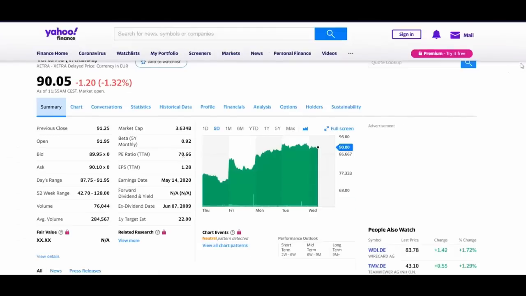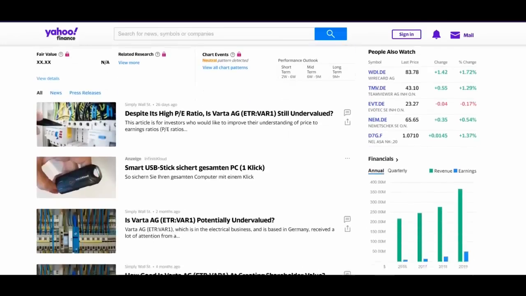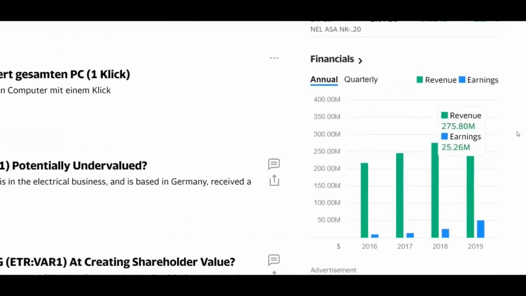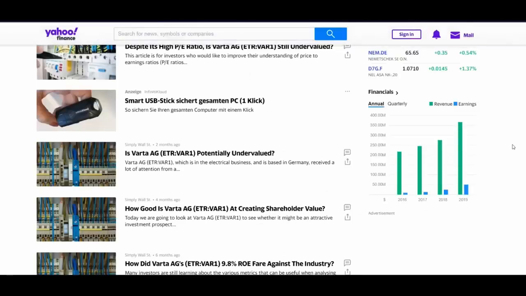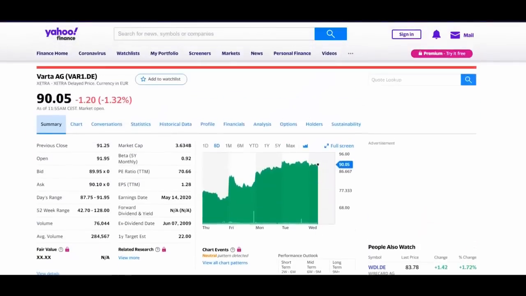The other thing which I really like about this company and which I usually check is the financials. If you see here, the annual financial chart is growing really steadily. The revenue is growing steadily, but the other thing which is really attractive about this company is that the earnings almost double every year. The earnings are increasing by 90% every year. This is one of the best things I really liked about this company, Warta AG.